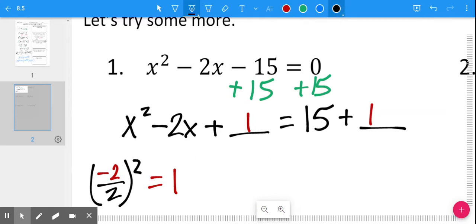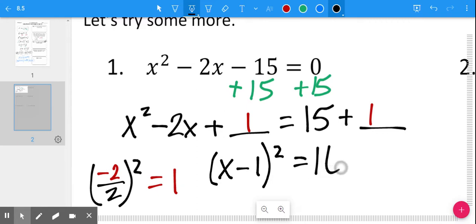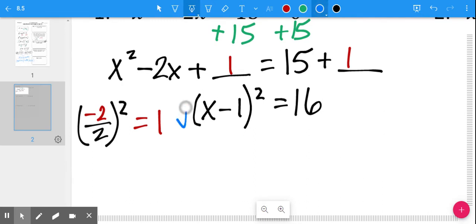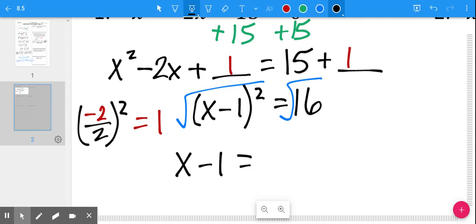So when we do this, we've got x, negative 2 divided by 2 is negative 1, x minus 1 squared equals 15 plus 1 is 16. So now when we take the square root of both sides, we have x minus 1 equals a positive or a negative 4.